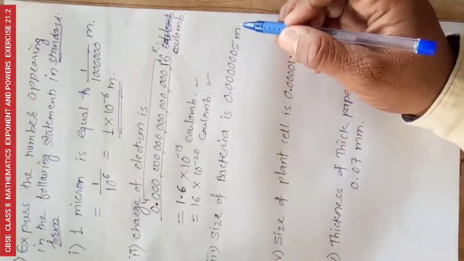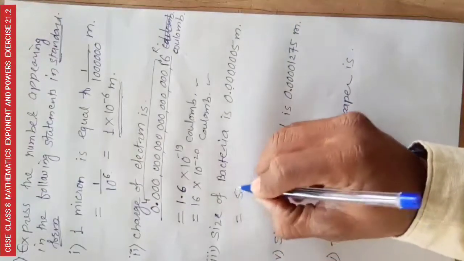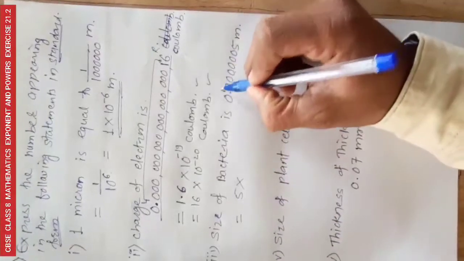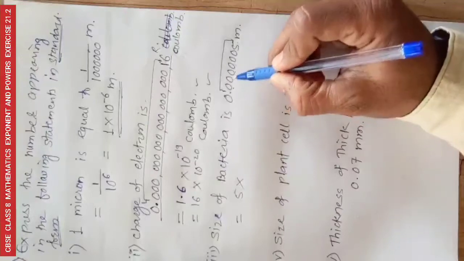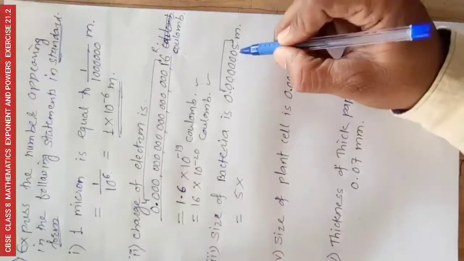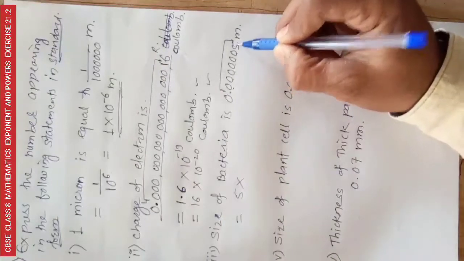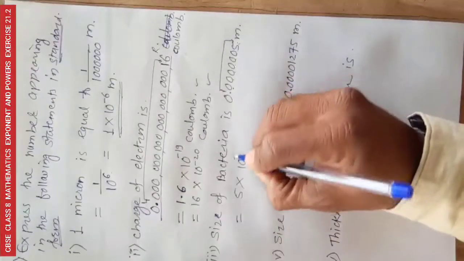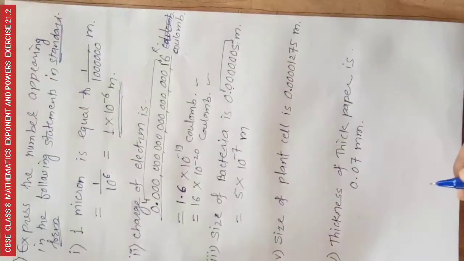Number 3, size of the bacteria is 0.0000005 microns. So we can write this as 5 into... the decimal point is transferred up to this point, so 1, 2, 3, 4, 5, 6, 7. So 5 into 10 raised to the power minus 7 micron.